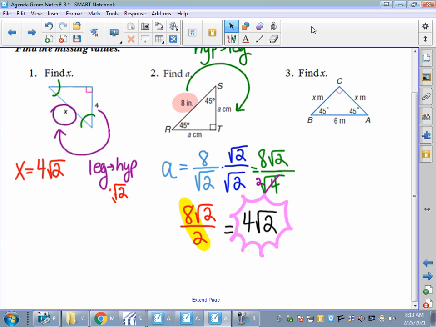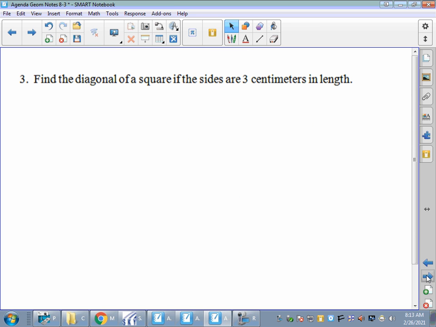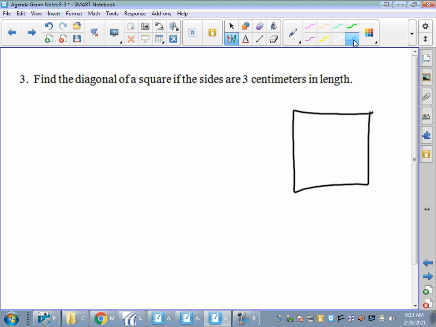Let's talk about a word problem just so that you can see how I'm going to sneak those in as well. You're welcome. Find the diagonal of a square if the sides are 3 centimeters in length. Well, of course, the first thing you should do is draw it, right? So here's my fancy square drawing. If I mark all the sides congruent, you have to believe me. And each side is 3 centimeters, but it asks for the diagonal.